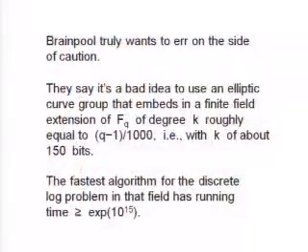Now, they really want to err on the side of caution because, for example, they're saying that if you use an elliptic curve that embeds in a finite field extension of q minus 1 over 1,000, that's too risky. So that would mean q presumably has about 160 bits. So if k has 150 bits, that's too risky.